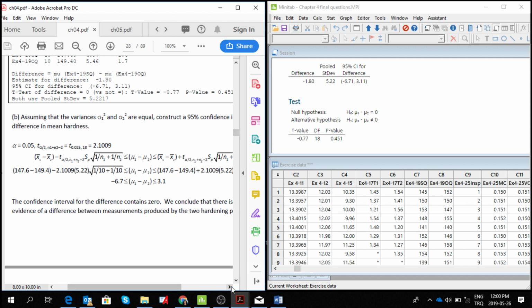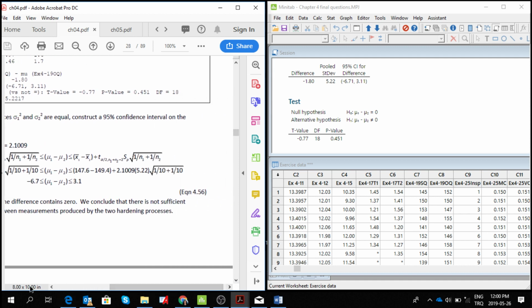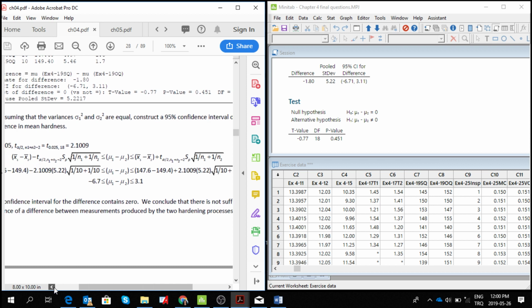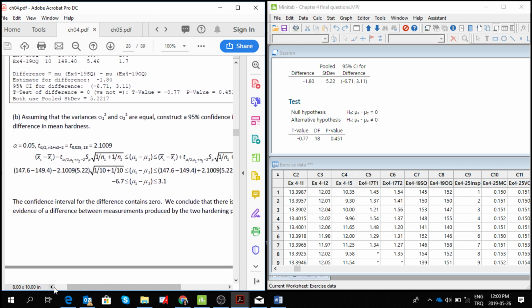Okay, next the question is: assuming that the variances sigma 1 squared and sigma 2 squared are equal, construct a 95% confidence interval on the difference in mean hardness. So this we already got: the confidence interval here is negative 6.71 comma 3.11, which is here as well, but this is handmade. You should also know how to apply the hand calculations in here.